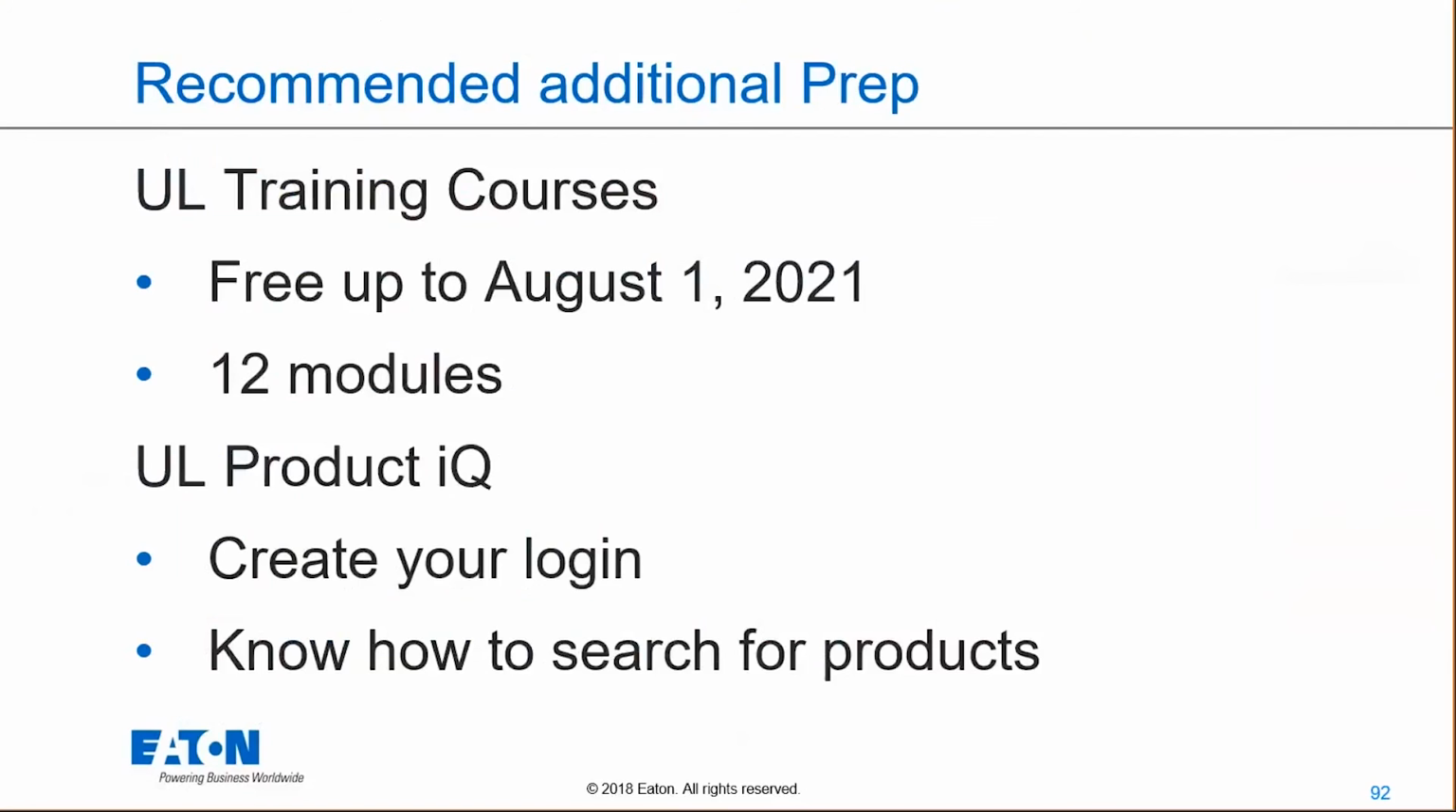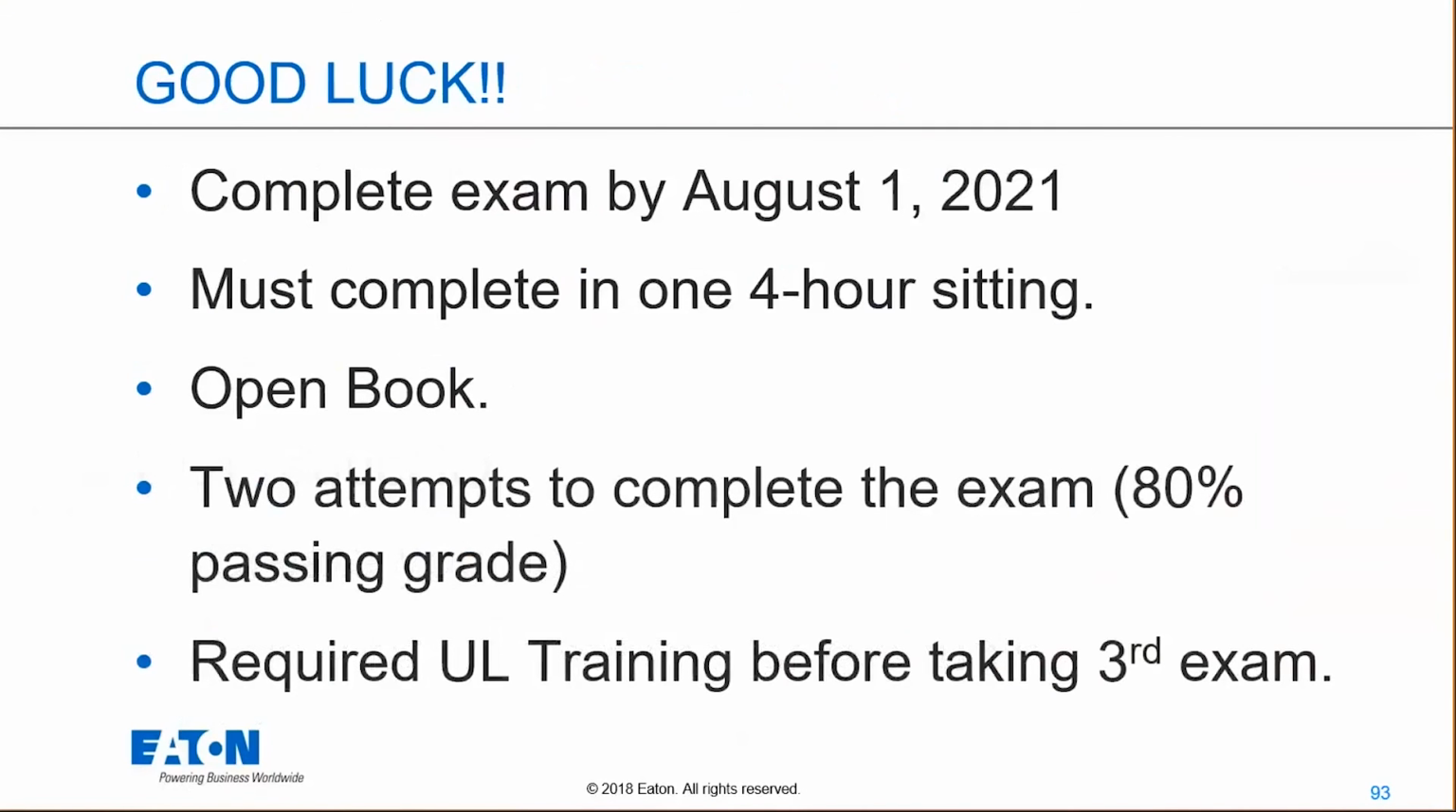So, last couple of slides, obviously UL training courses are free up until August 1st. There are 12 modules on there. I recommend that you go to UL Product iQ. You can create your own login. So if you have to look up information on some of the listed products and recognized products that I showed you before, especially regarding UL 1953 and 1059 products, you want to mess around a little bit and know how to search for products in there. It's not the most user friendly, but you definitely want to be able to chug through it if you can. Complete the exam by August 1st.